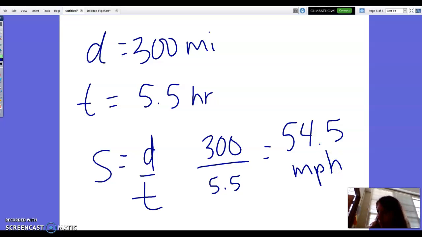So on Canvas, there are a couple practice questions that are multiple choice for you to do, but I highly recommend having a scrap piece of paper beside you while you're doing those so you can work those problems out and get used to working that formula.